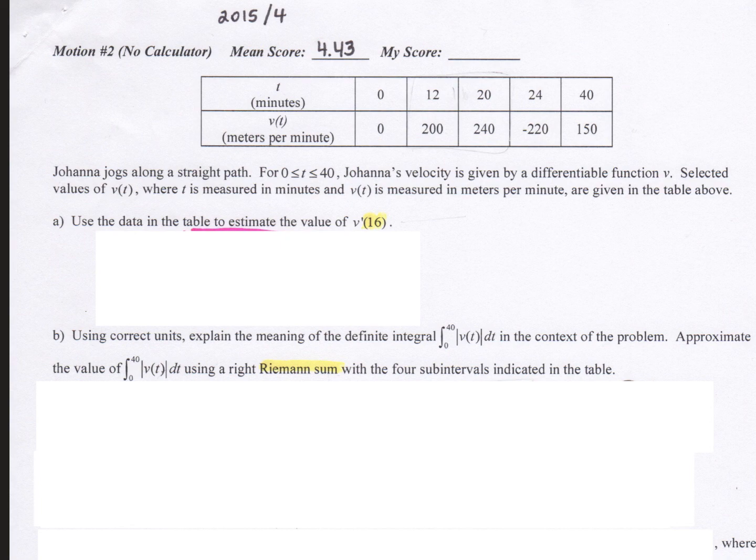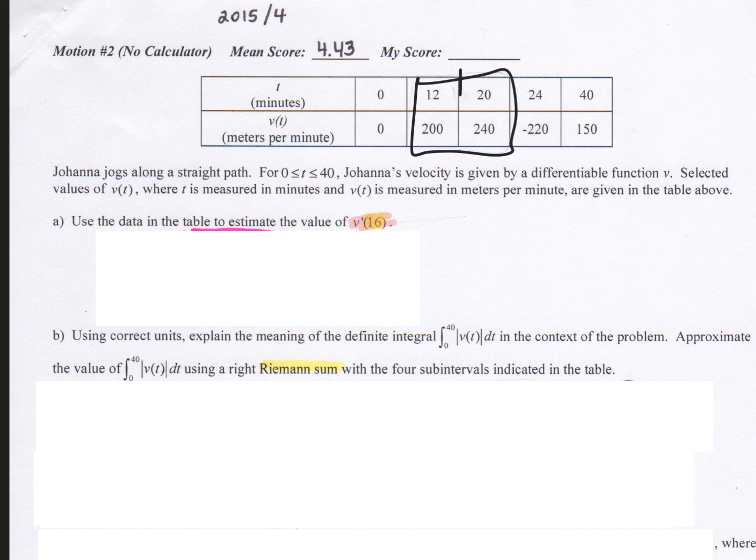In part A, we want to estimate v prime of 16. And what we have to work with is a table of velocity values. So for this question, we're going to use an average rate of change to approximate the instantaneous rate of change. My first move is to find where that 16 falls. So I look at my table up here, and I can see that the 16 is going to be right in between the 12 and the 20. So this is the portion of the table that I'm going to do my average rate of change.